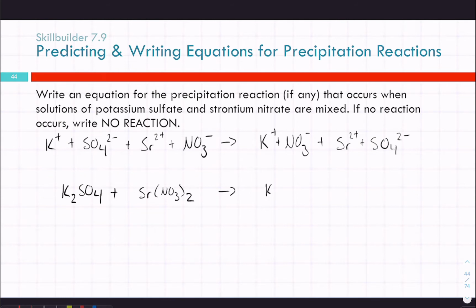On the product side, just potassium nitrate. And then we have strontium sulfate, and that is our solid. We should be writing these in as aqueous for everything except for strontium sulfate. Again, aqueous meaning dissolved in water.